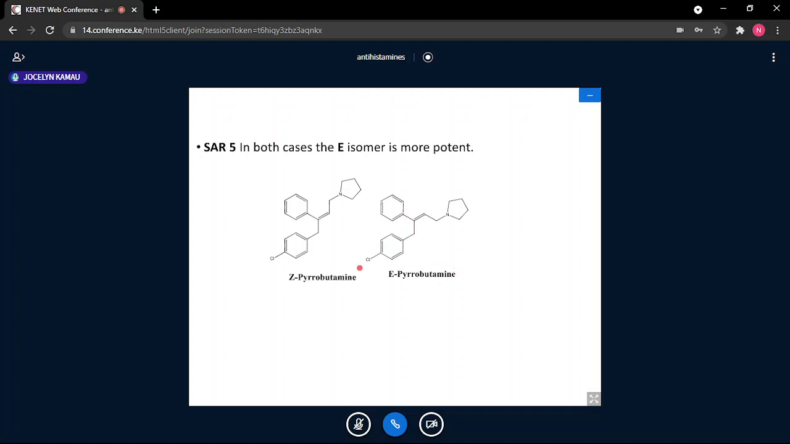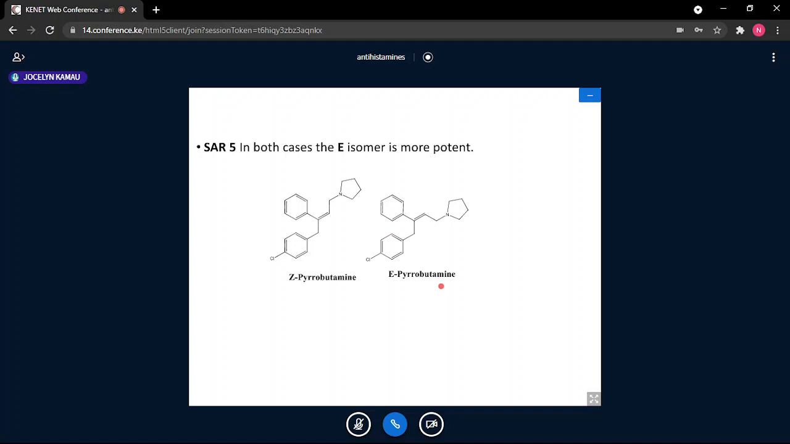Therefore this is the E triprolidine, and that is the Z pyrrobutamine. I have explained why. And we are saying, therefore, the E pyrrobutamine will also be more potent than the Z pyrrobutamine.